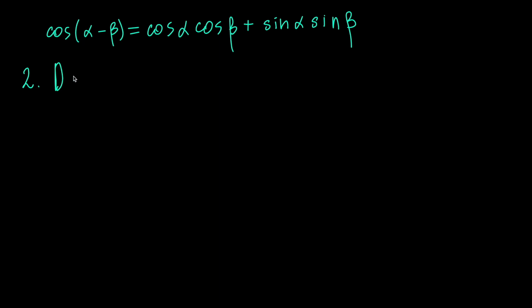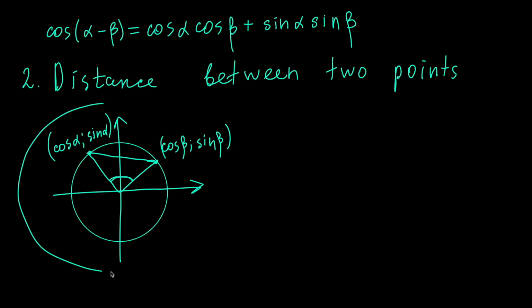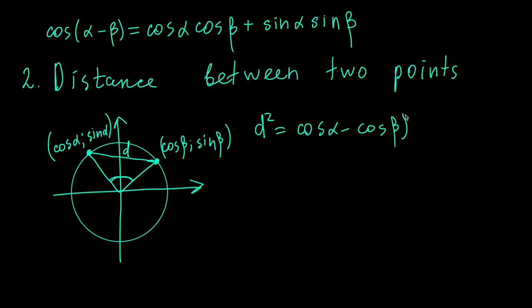And we're going to use the formula for the distance between 2 points. The configuration is the same as in the previous method. We're going to think about angles alpha and beta as some angles on a unit circle. So let's consider these 2 points. We know their coordinates and let's find the distance between them. I'm going to write down the square of this distance, and by Pythagoras theorem it is equal to cosine alpha minus cosine beta squared plus the same thing for sines.